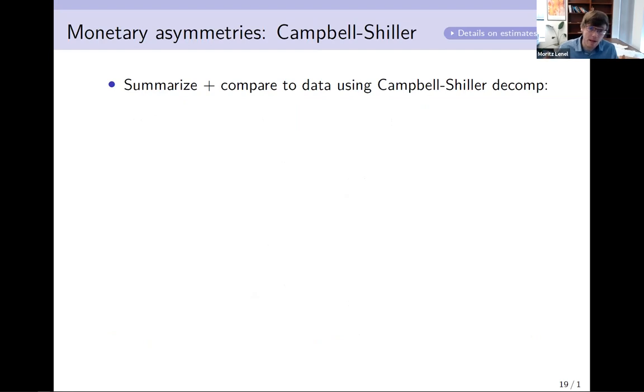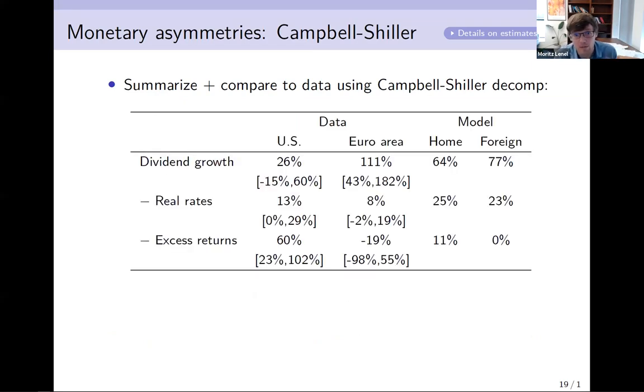And maybe the easiest way to compare these effects to the data and summarize them is to do a Campbell-Shiller decomposition and ask, of these initial excess returns that we see in response to monetary policy, both at home and abroad, to what extent can we explain them by news about future dividend growth, news about future real rates, and news about future excess returns?